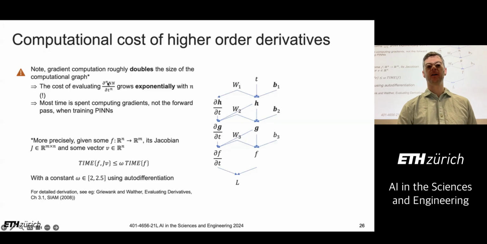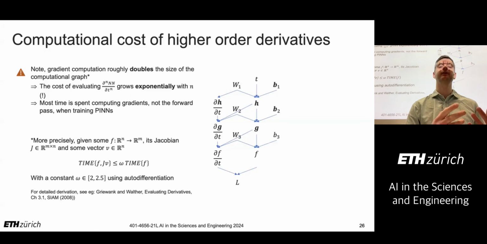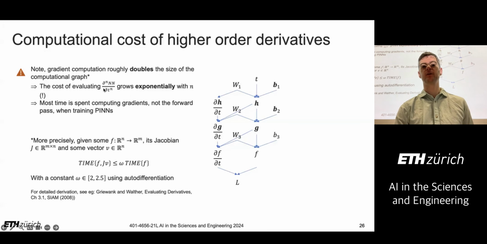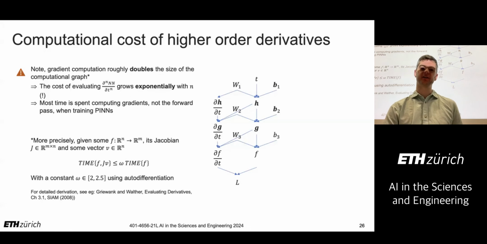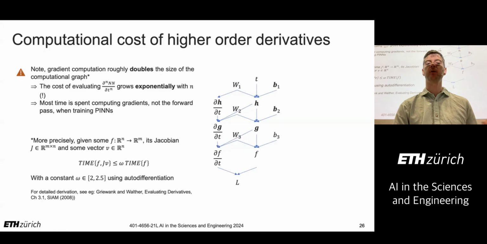But we want higher order derivatives when we're training PINNs normally. We want second order derivatives or even higher order derivatives when we're evaluating this physics loss. And so the cost of evaluating this higher order derivative grows exponentially with the value of n. So we get this omega to the power of n computational scaling. So when you're training PINNs, what you'll normally find is most of the time spent training is not in the forward pass of the network, but actually when we're computing the gradients. And this is a key limitation of the computational cost of PINNs.